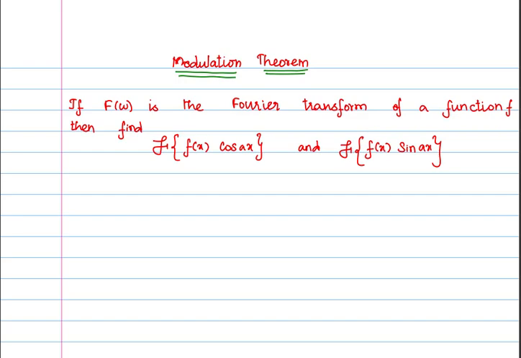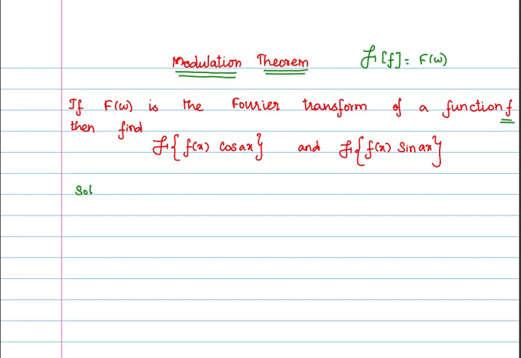Hi friends, in this video we are going to see the modulation theorem. What does this theorem say? If F(omega) is the Fourier transform of a function f, this is given. Suppose I know the Fourier transform of f, that is, Fourier transform of f equals F(omega). Then we have to find the Fourier transform of f(x) times cos ax and the Fourier transform of f(x) times sin ax. We are going to see that.